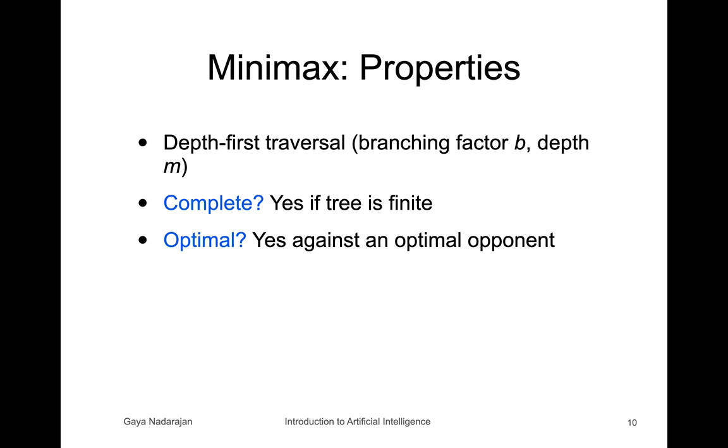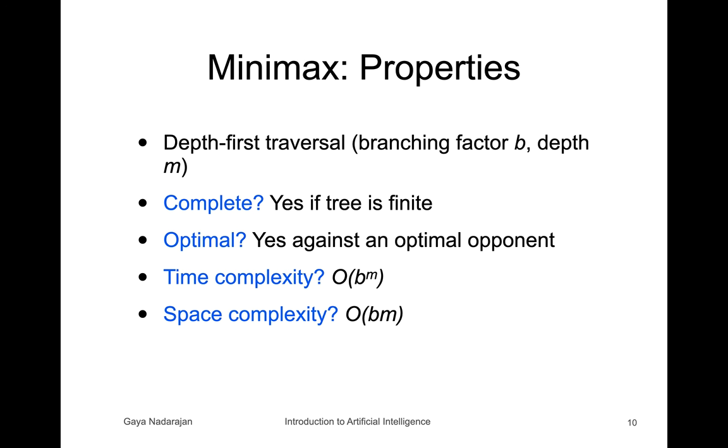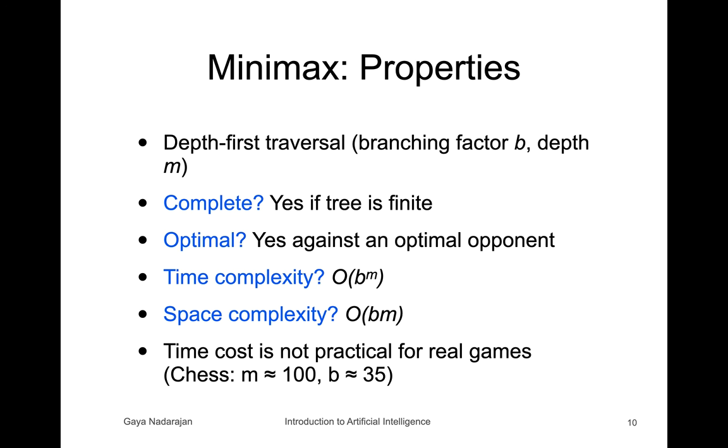Okay, and is it optimal? It is optimal against an optimal opponent. Okay, optimal opponent meaning the opponent is going to take the best step for them. And the time complexity is the same as your DFS, which is b to the m. And the space complexity is linear, right, which is a good thing. However, if you think about the time cost, which is exponential in the depth, it's actually not practical for real games.